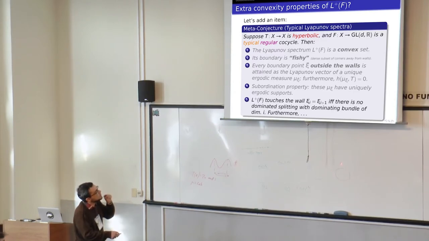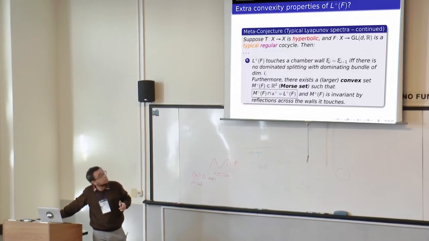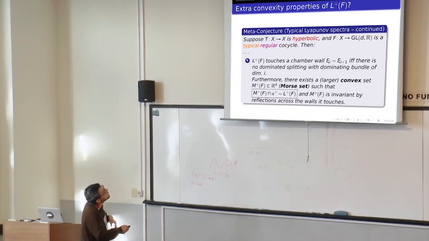So typically, if you see this kind of picture, the set is away from the walls, then the reason for that is that there is a dominated splitting here preventing the first two Lyapunov exponents from getting together and another dominated splitting there, right? Well, but this is a conjecture. Furthermore, if it touches a wall, if and only if it has no dominated splitting of the corresponding dimensions, and moreover, there is a larger convex set called the Morse set.